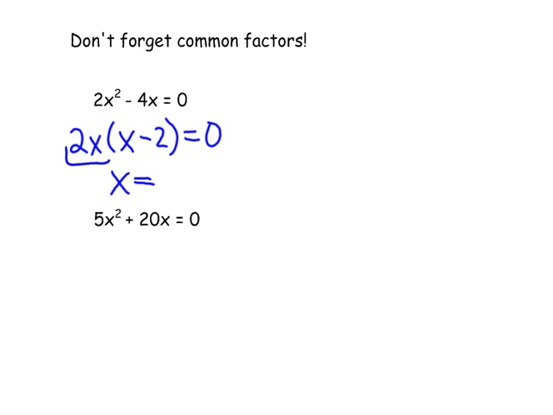Then I'm finished factoring, so I want to know what value of x makes it 0. 2 times what gives me 0? 0. And then what minus 2 gives me 0? 2. So x is equal to 0 and 2.